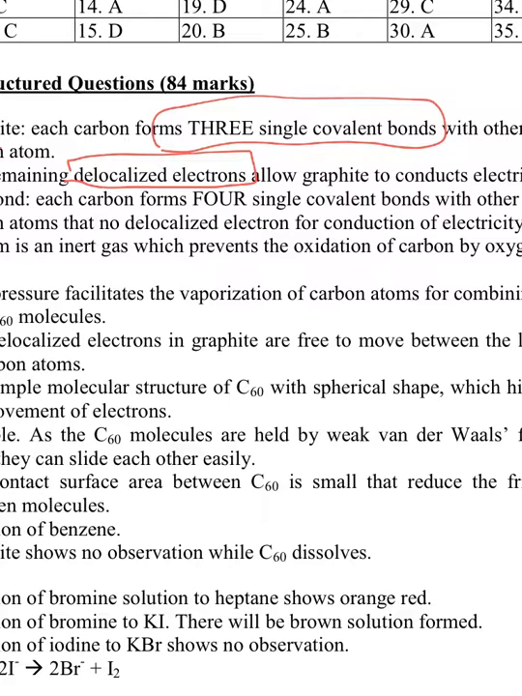And why can diamond not conduct? Because diamond forms 4 single covalent bonds without any delocalized electrons. So it's not difficult, it's easy, but you must use the correct words. Because they ask you in terms of bonding and structure, you need to mention the 3 single bonds in graphite and also the 4 single bonds in diamond. Okay.